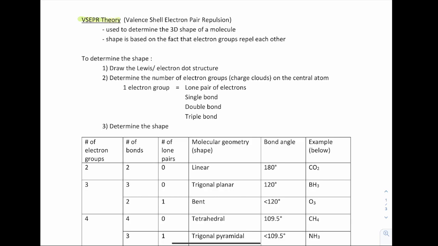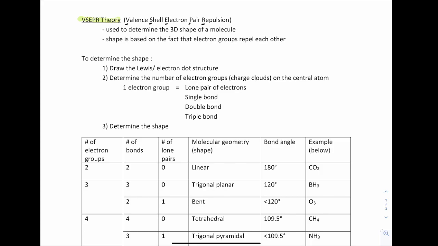So VSEPR, it is an acronym, so the VSEPR should all be capitalized. And it stands for Valence Shell Electron Pair Repulsion. And I'm not going to test you on what it stands for. I just find it easier to understand how the theory works if I remember what it stands for.